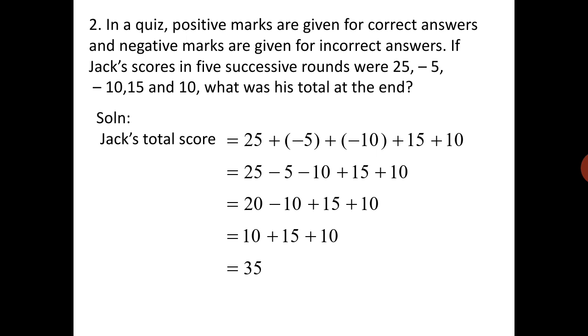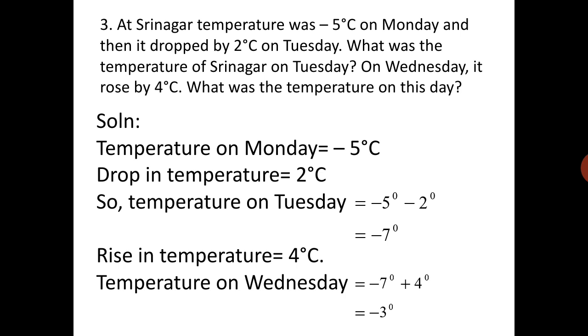Now here all the numbers are addition. You can directly add them, or you can add 10 to 15, that is 25. Then plus 10 gives you 35. So the total score for Jack comes out to be 35. Next question now. Question number 3. Again Srinagar.